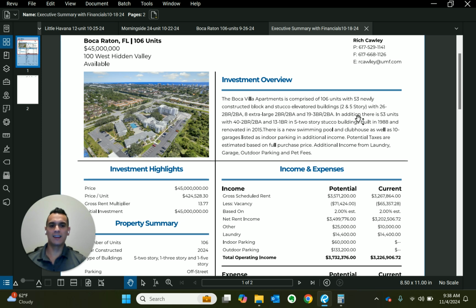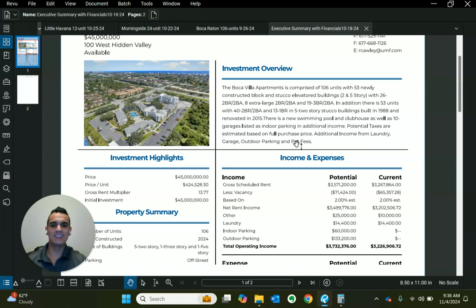There's the floor plans there. In addition, there are 53 units built in 1988, renovated in 2015. So I take that information and say, hey, 2015, we're in 2024 now. Those units are probably getting a little dated. They probably need an update. So there's a value add opportunity there.